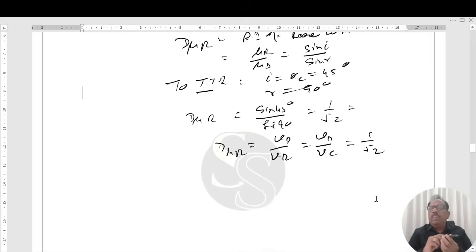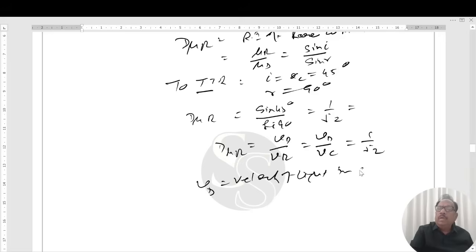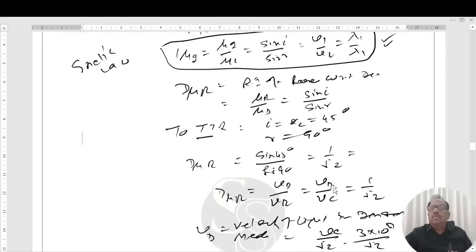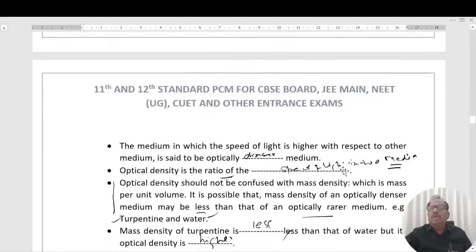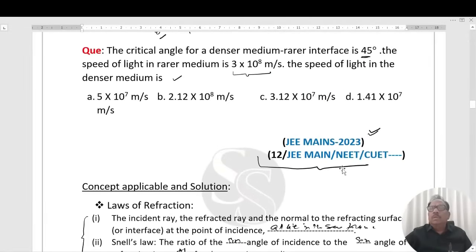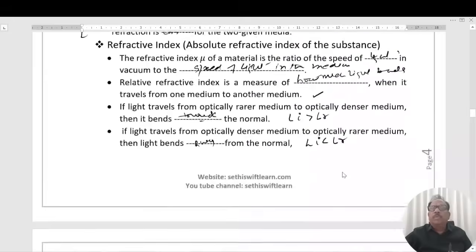Then solving, the velocity of light in the denser medium is Vr upon root 2, that is 3 into 10 to the power 8 divided by root 2. On simplification, this comes out to be, I think, option B, 2.12.